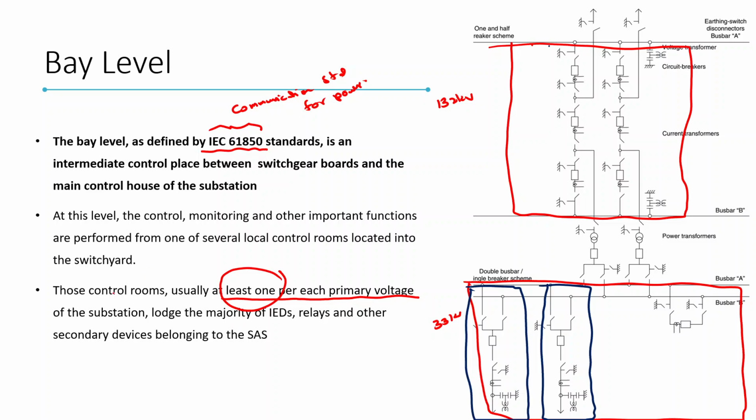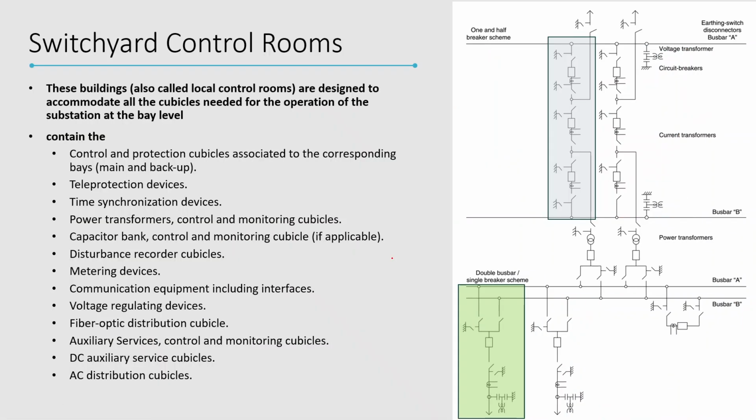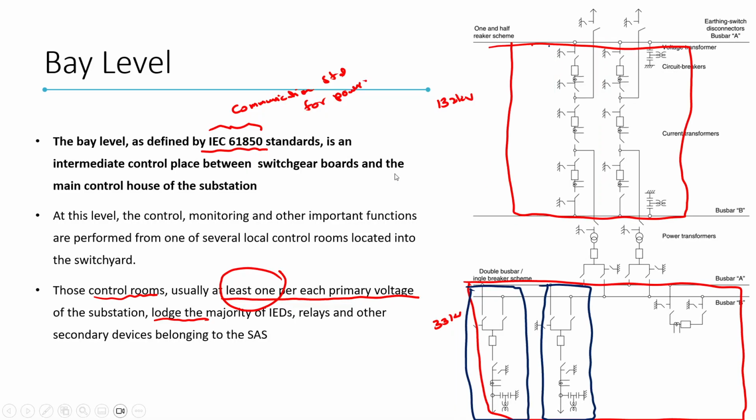So this control room will lodge or hold the majority of the IEDs, intelligent electronic devices. We will discuss them later. And relays and other secondary devices that belong to the substation automation system.